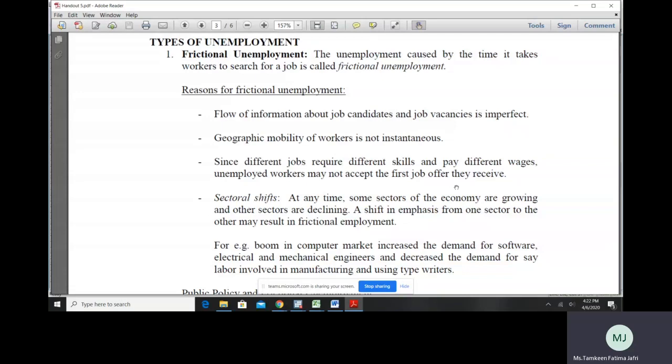Another possibility is that the job is available, I'm unemployed and looking for a job, there is a job out there, but it's paying a wage that is not meeting my expectations, so I'll end up not taking up that job.